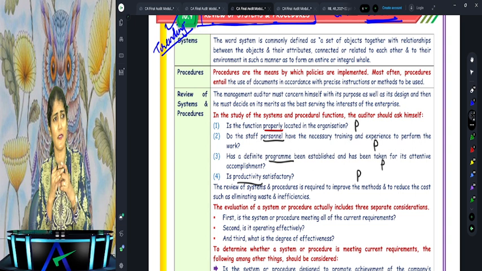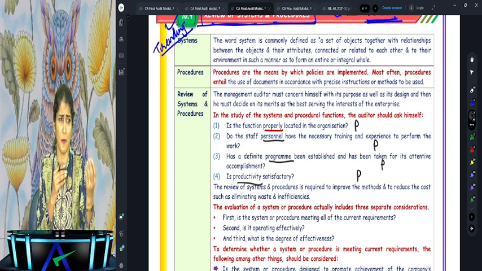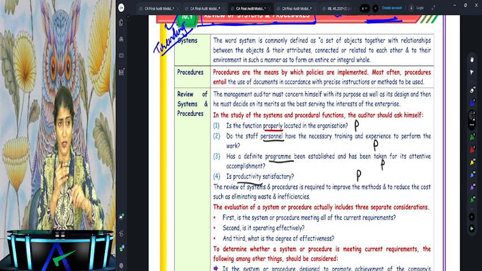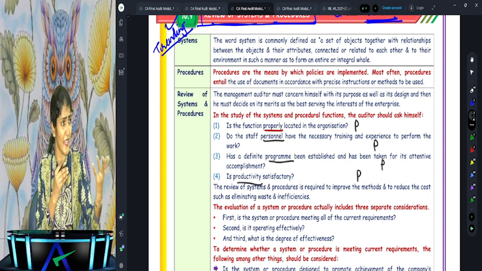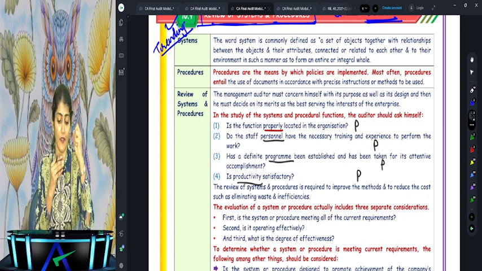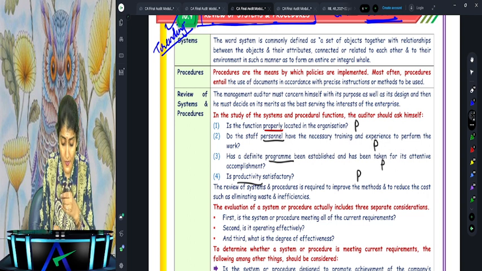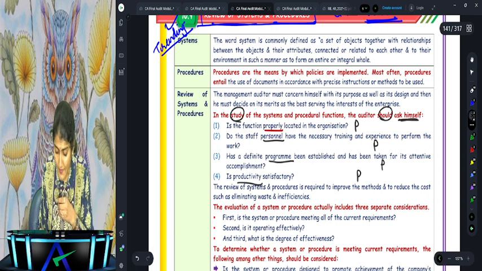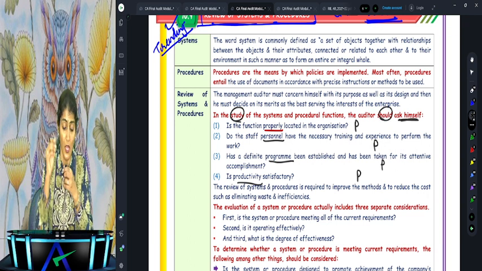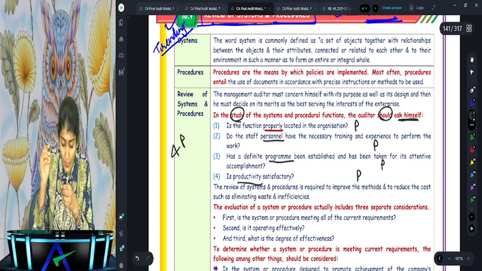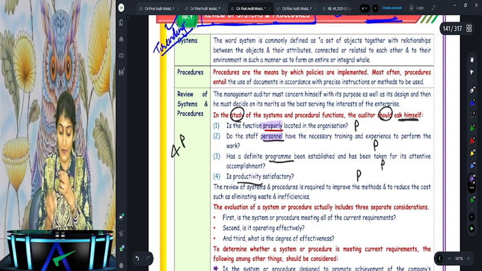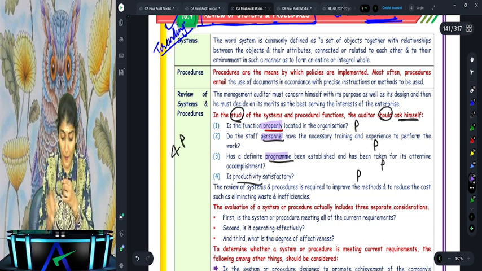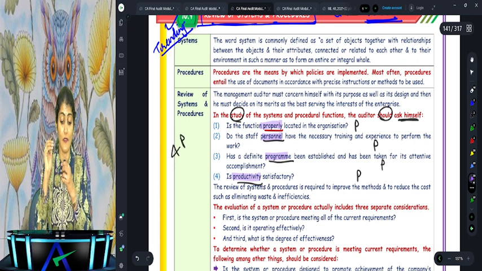Right? So sometimes you're satisfied with the services provided by Zomato, but sometimes you say, no, no, no. The food was not received in proper condition. The seal was broken and the food was very cold. The delivery came very late. So in that case, what has happened? The productivity is not satisfactory. So in the study of systems and procedures, the auditor should ask himself about these 4 P's. What are the 4 P's? Is it properly located? Then does the staff personnel have the necessary training and experience? Then whether the company has a definite program, and then the productivity, whether it is satisfactory.